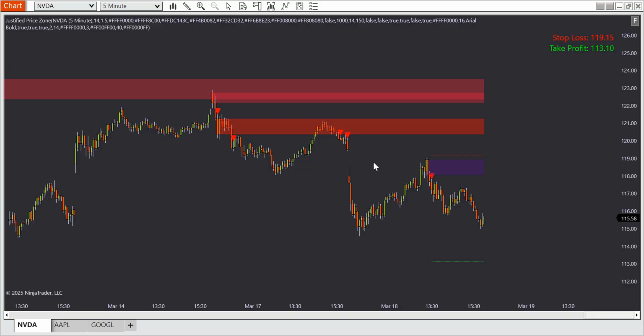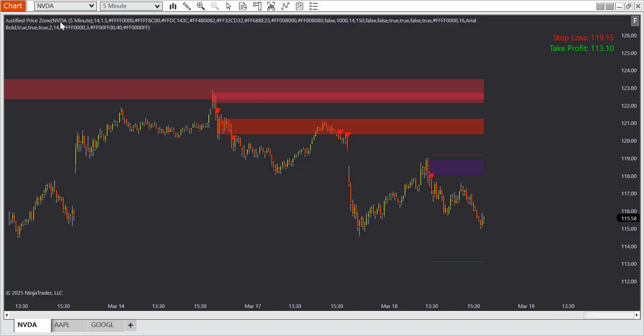And in this video, we're going to go over the justified price zone indicator. And this is on the NinjaTrader platform. What this does is it takes into account volume spikes, certain volatility with volume, along with candlestick price action and characteristics of that, and it is drawing out these bearish or bullish zones.